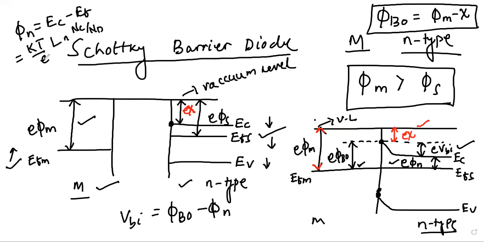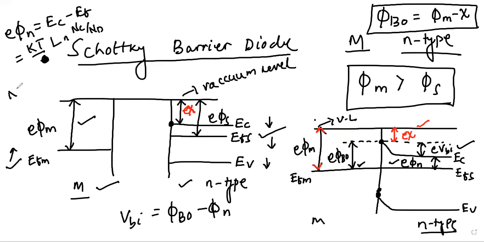Sorry, here it is kT ln. In terms of potential, if you write E phi n in terms of energy, I will have to multiply by E, the electronic charge. So E phi n is equal to Ec minus EF, which is kT ln Nc by Nd. If you are writing in terms of only phi n, divide by E, so it will be kT by E ln Nc by Nd.